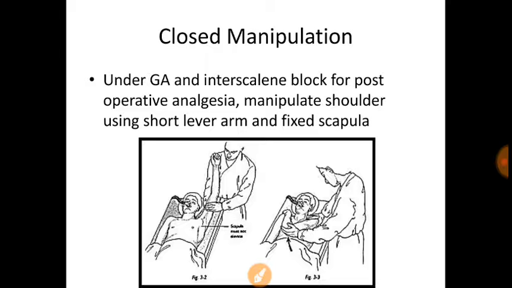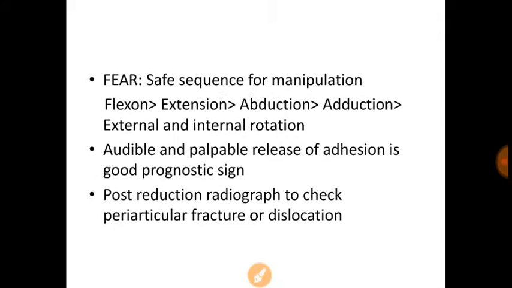Closed manipulation in frozen shoulder is done under general anesthesia and interscalene block for post-operative analgesia. The shoulder is manipulated with a short lever arm and fixed scapula. The safe sequence for manipulation is FEAR, a very good mnemonic that explains flexion, then extension, then abduction and adduction, followed by external and internal rotation. An audible and palpable release of adhesion is a good prognostic sign. A post-reduction radiograph is required to check whether there is periarticular fracture or dislocation following the manipulation.